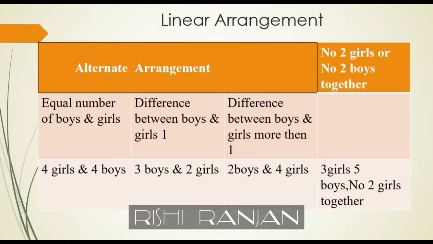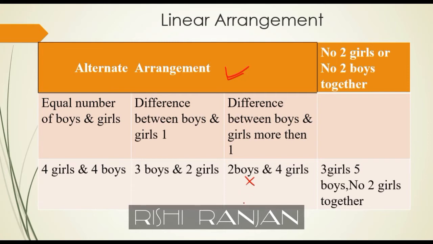Now, in the linear arrangement, there are two more conditions: alternate, and no two boys together or no two girls together. Let's look at alternate first. In the alternate, once again, there are three conditions: equal number of boys and girls, or the difference between boys and girls is 1, or the difference between boys and girls is more than 1. This is not possible because when the difference is more than 1, it cannot be arranged in the alternate manner.